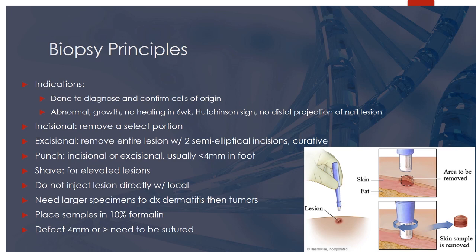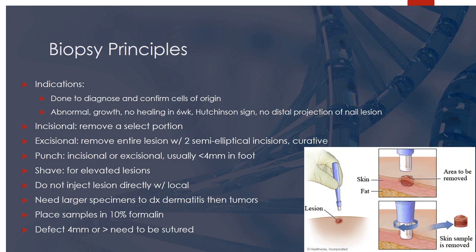Something is incisional versus excisional biopsy. Incisional, we're just taking a piece out of a larger lesion to try to biopsy it. Excisional, we're removing the entire lesion with elliptical incisions. If we have good margins, this will be curative. Punch biopsies can be incisional or excisional, depending on the size of the lesion and the size of the punch. If we have clean margins and have taken the whole lesion out with a punch biopsy, it'll be excisional.